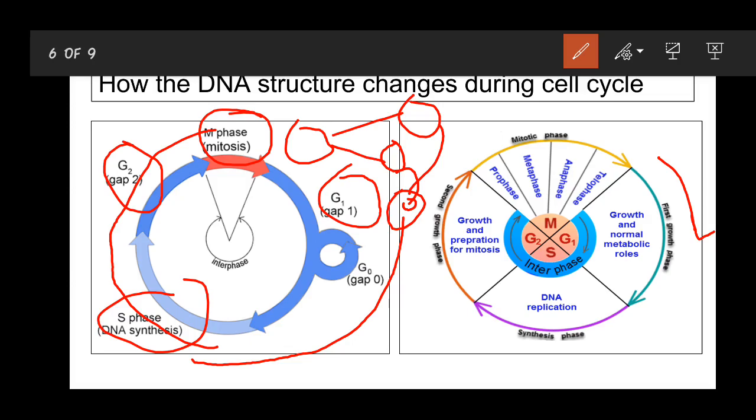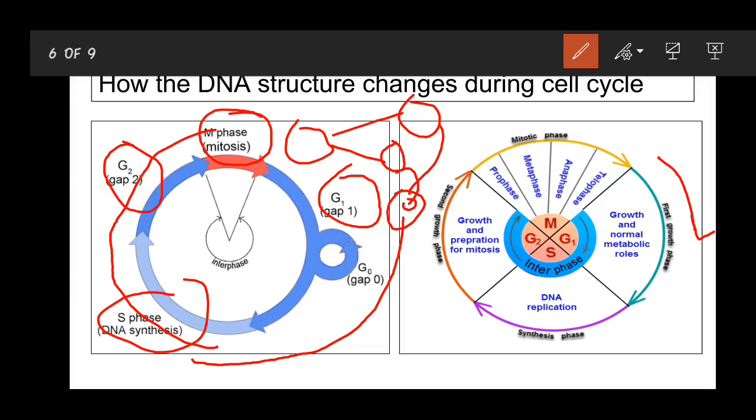M phase can be mitosis in somatic cells and it can be meiosis in gametic cells. Whatever the events may be, a single parent cell which has completed G2 phase, or which is eligible for carrying out M phase, will divide, producing daughter cells. If it is mitosis, it will produce daughter cells which are similar to the parent. If it is meiosis, it will produce daughter cells having half the number of chromosomes as that of the parent. So these are the events in the cell cycle.